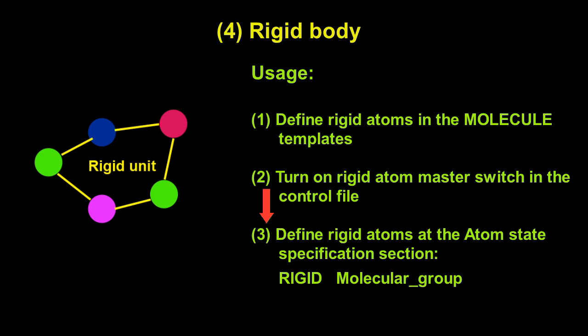Unlike other directives, the rigid directive only takes a single parameter, which is the molecular group of the atoms that need to be rigidified. Note also that to define rigid atoms, the user structures must be in the PDB file format.